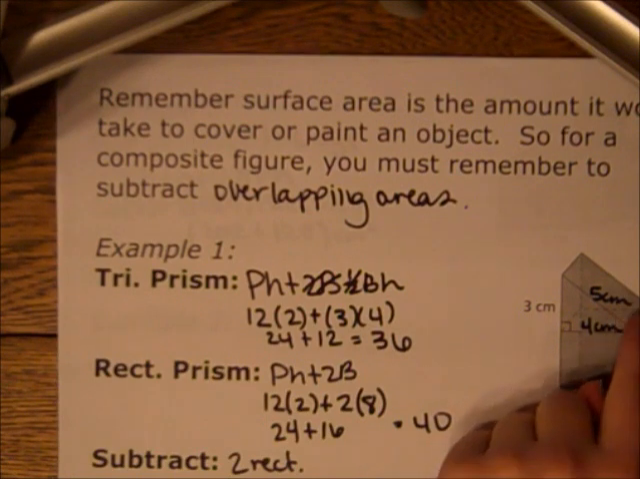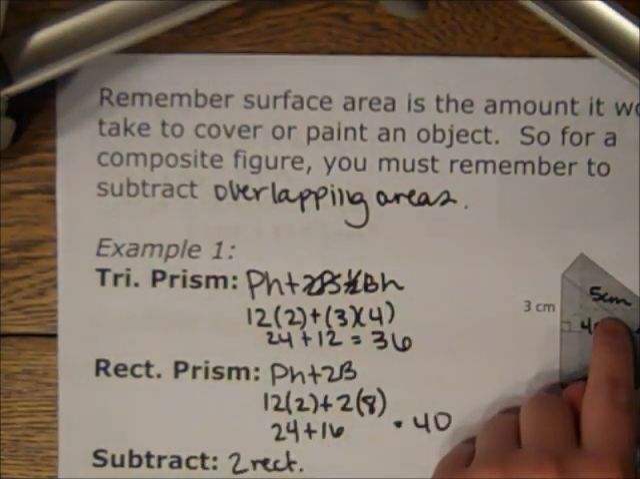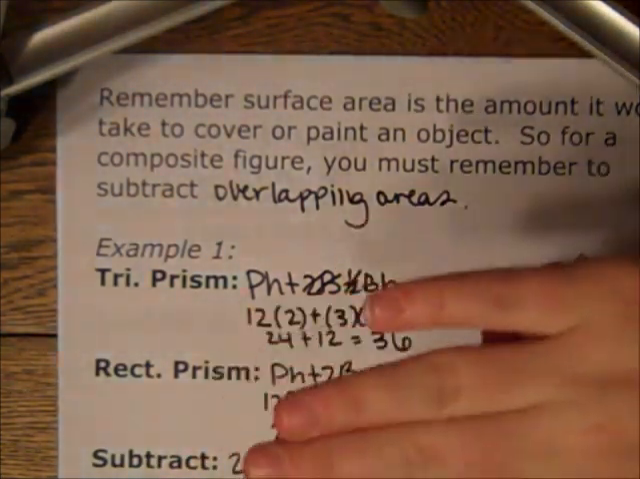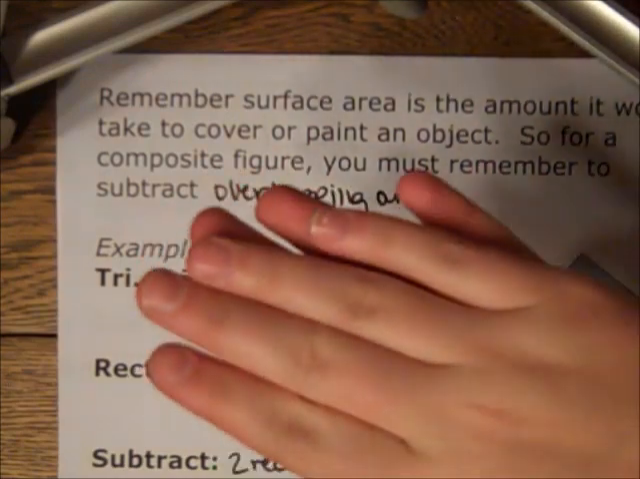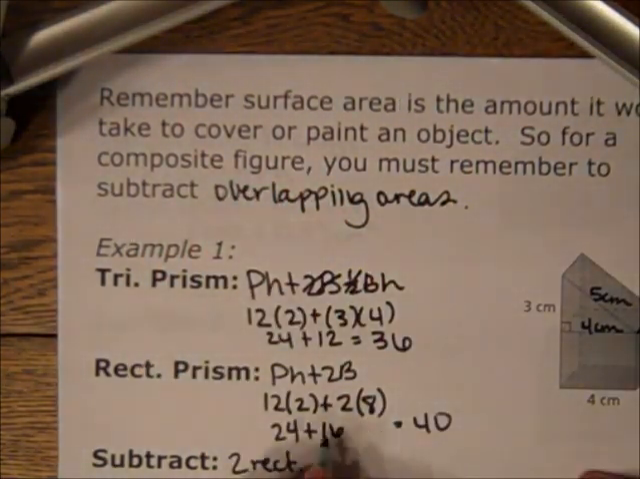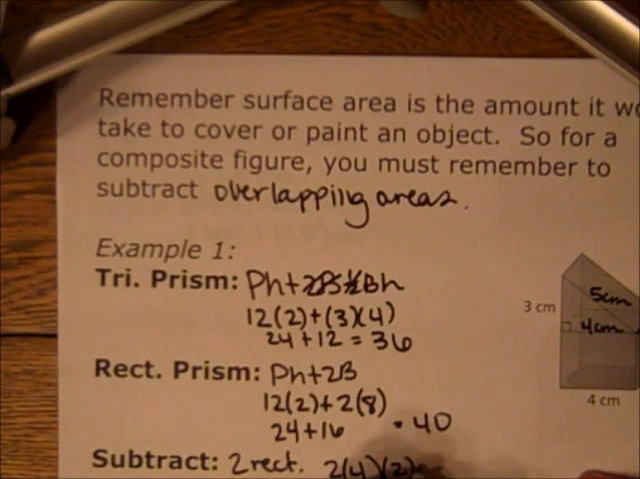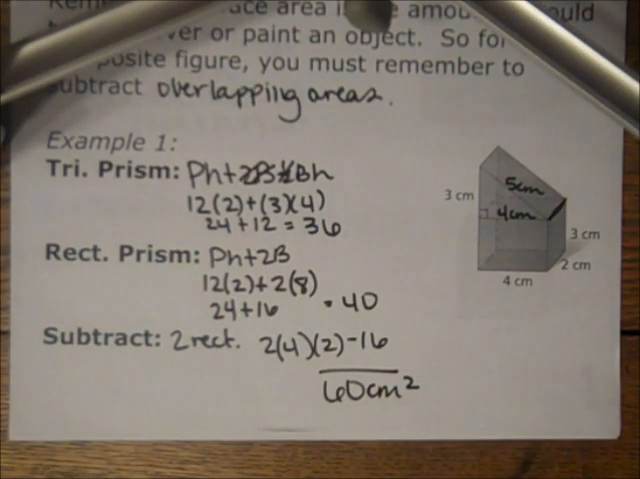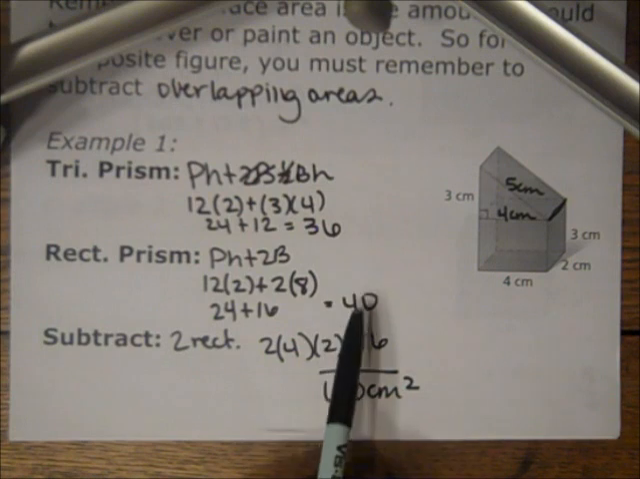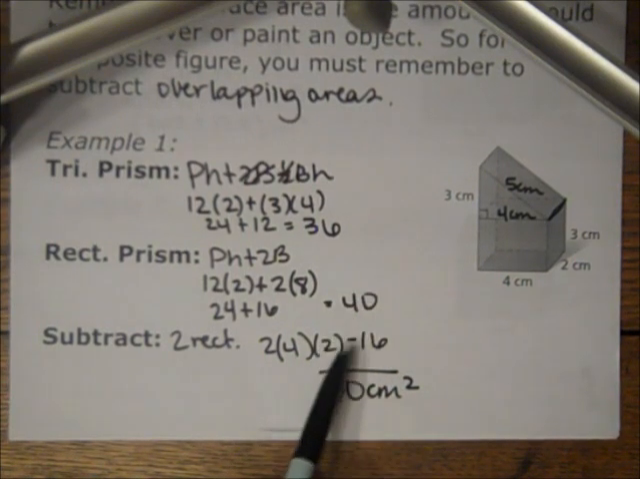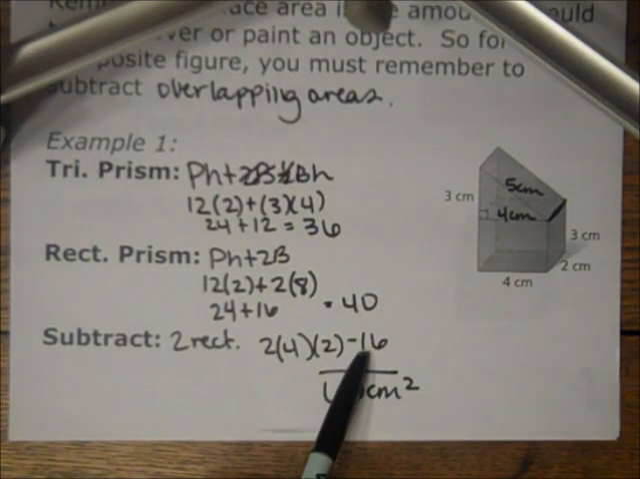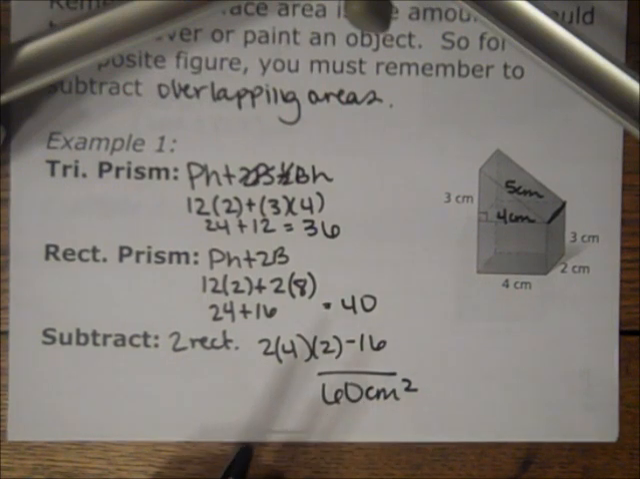Then we're going to subtract out the two rectangles where they're overlapping, because if we were painting those, we wouldn't put paint on this bottom rectangle from the triangular prism or the top rectangle here. So we need to take those two out. So 2, what are those? 4 by 2s. So that would be minus 16. So we have 36 from the triangular prism plus 40 from the rectangular prism minus the 16 from the bases that we're not going to paint, which leaves us with a total surface area of 60 centimeters squared.